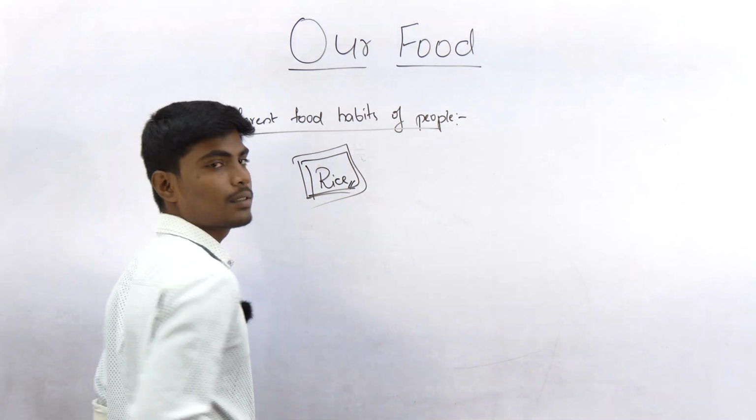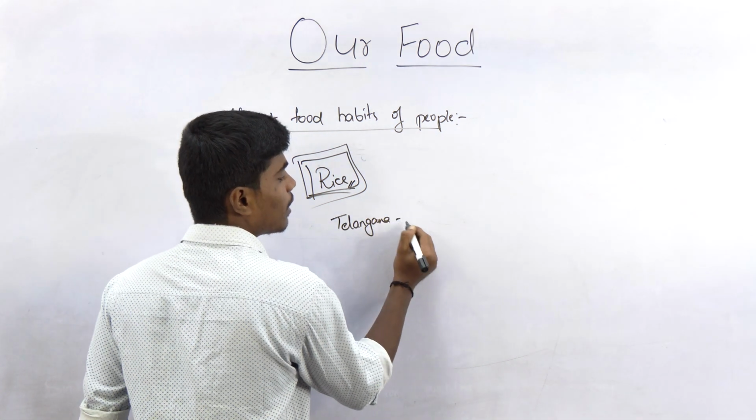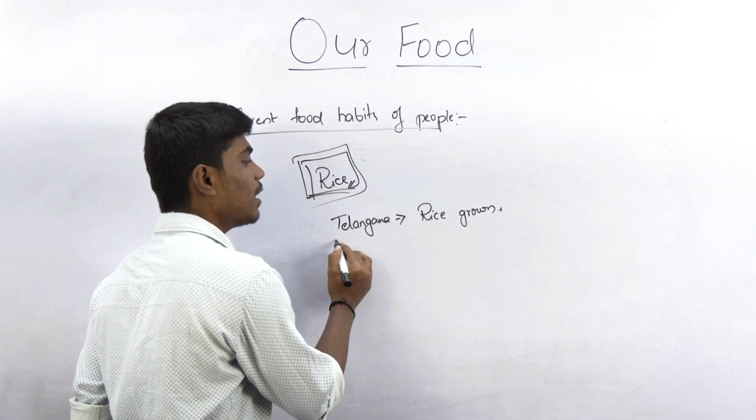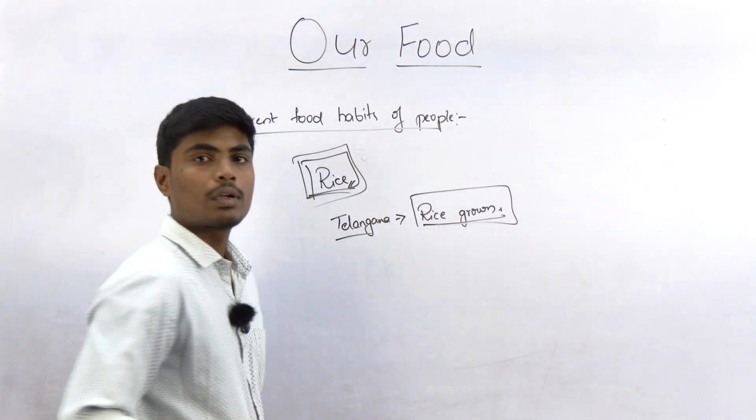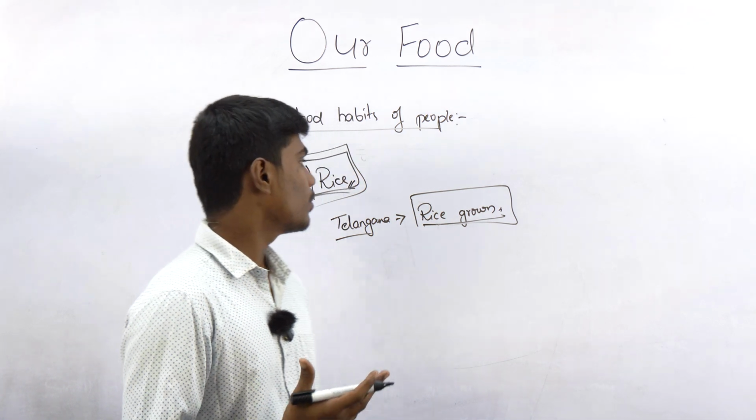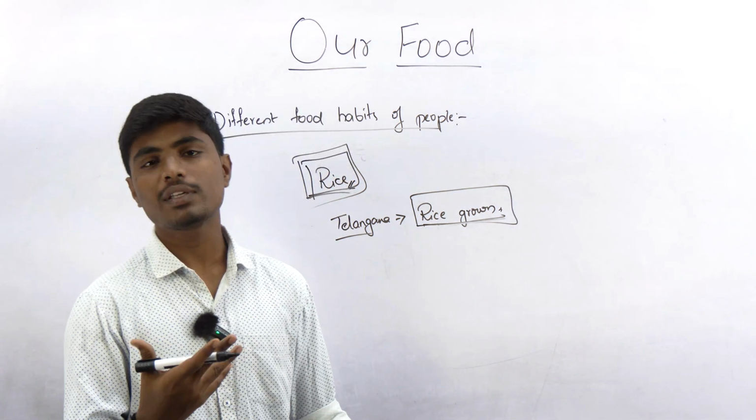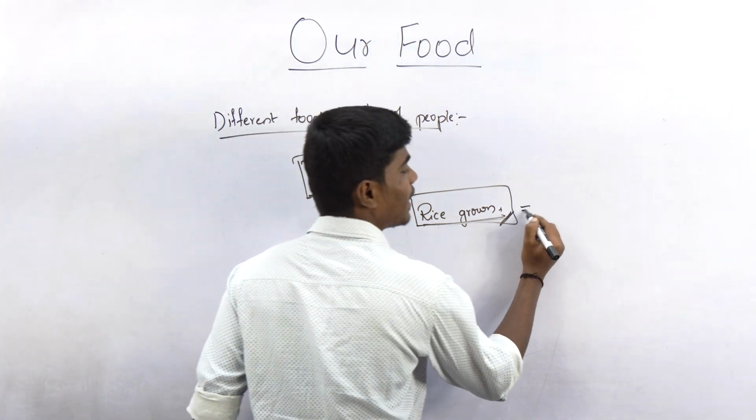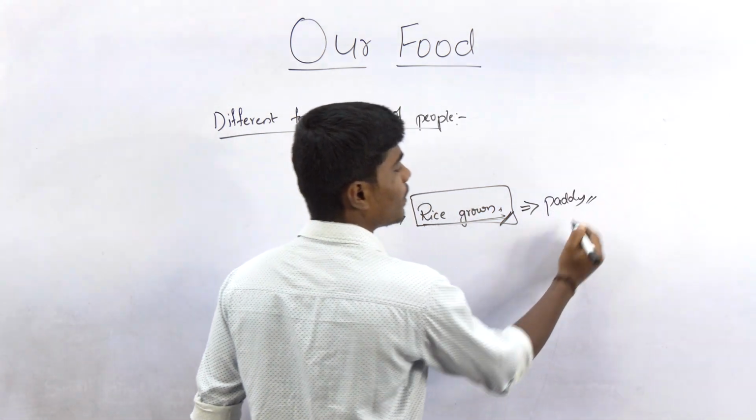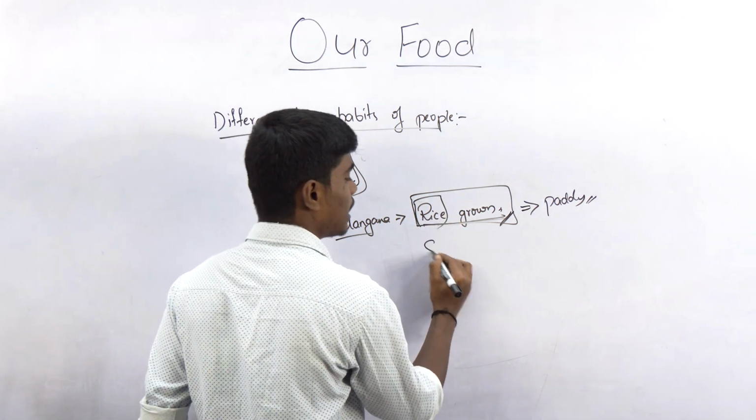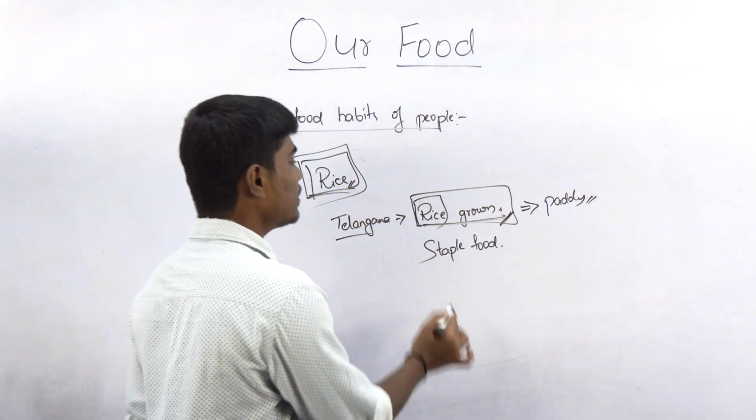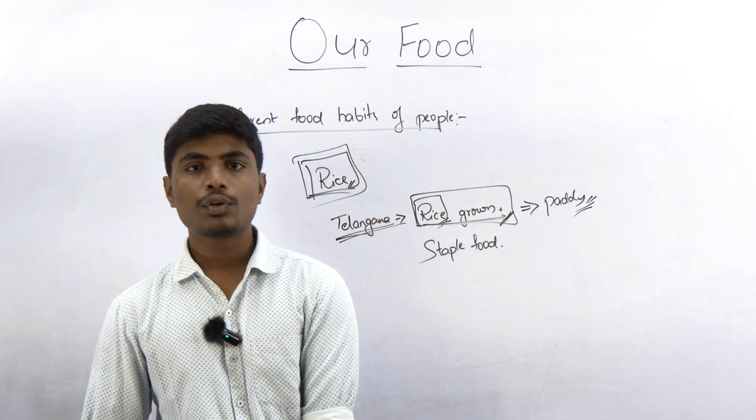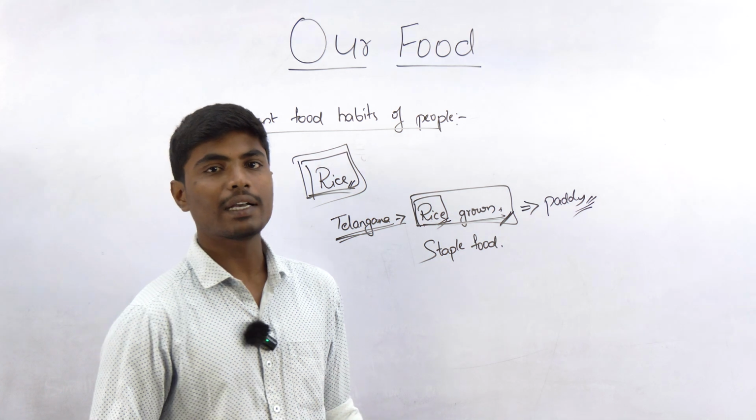Why do they eat rice? Because in Telangana, rice is grown mostly. There are different types of crops that farmers cultivate, but mostly they grow rice, which means paddy. So we consume rice as our staple food. Why is rice or paddy grown mostly in Telangana? Due to its geographical and topographical conditions.